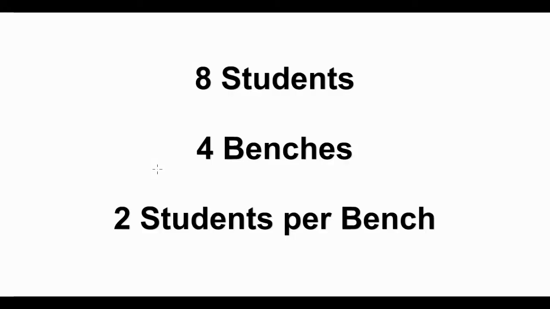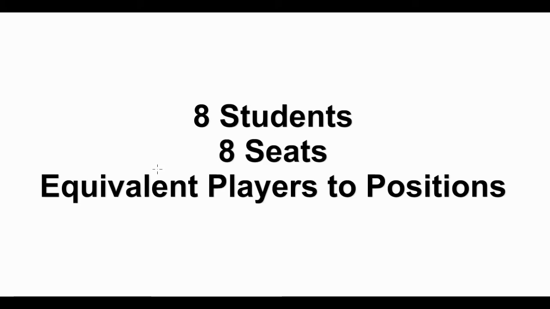In this case, it's very simple because our players to positions is equivalent. So we have 8 students, we have 4 benches, 2 students at each bench. So the 8 students are going to be divided among the 4 benches equally, 2 to a bench, and no student sits at more than 1 bench. So what does that look like visually?